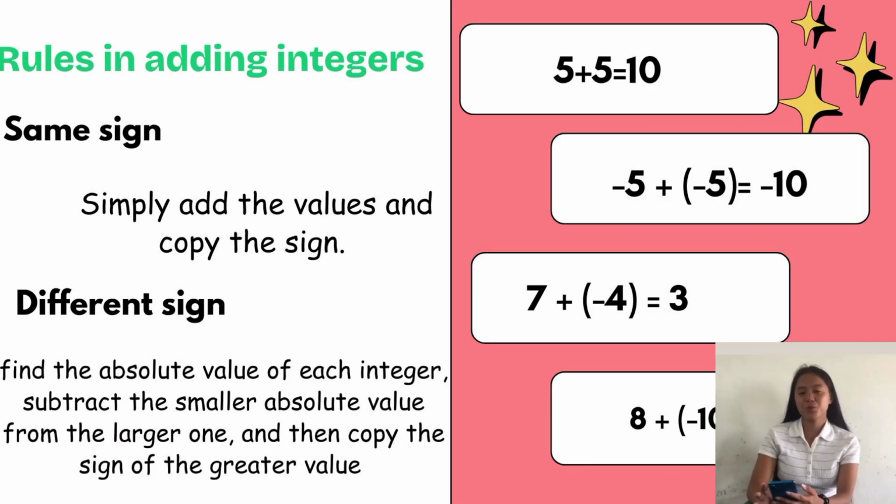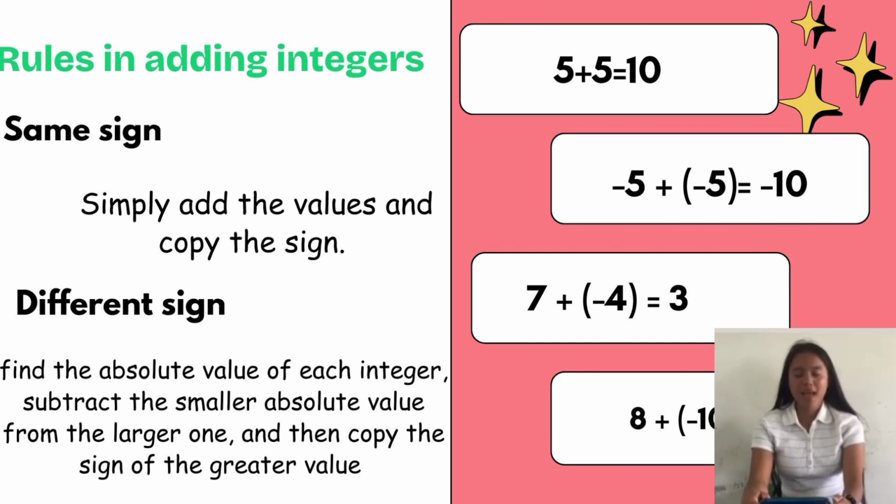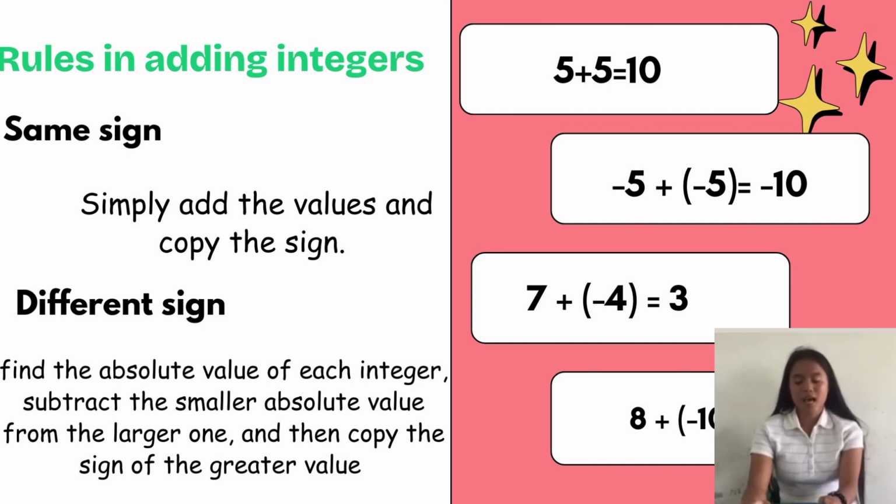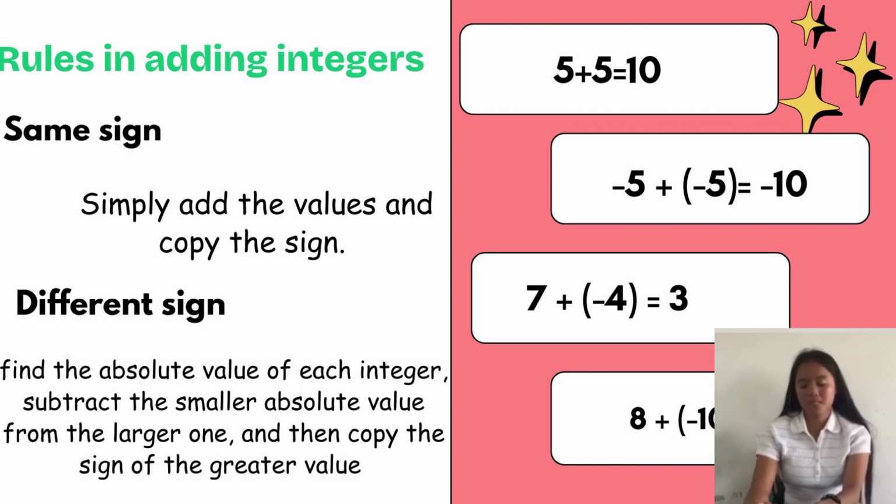In adding integers, we have two rules: for same sign and different sign. In same sign, we will simply add the values and copy the sign. As you can see in the example, 5 plus 5 is obviously equal to 10. And here the second example is negative 5 plus negative 5. Since it has the same sign, we'll simply add and copy the sign. So negative 5 plus negative 5 is equal to negative 10.